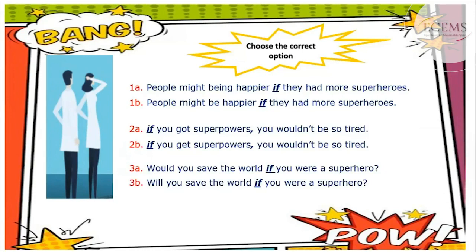Number 2. A. If you got superpowers, you wouldn't be so tired. B. If you get superpowers, you wouldn't be so tired. Which is the correct option? The correct option is A. We use the verb in past in the same clause as if.